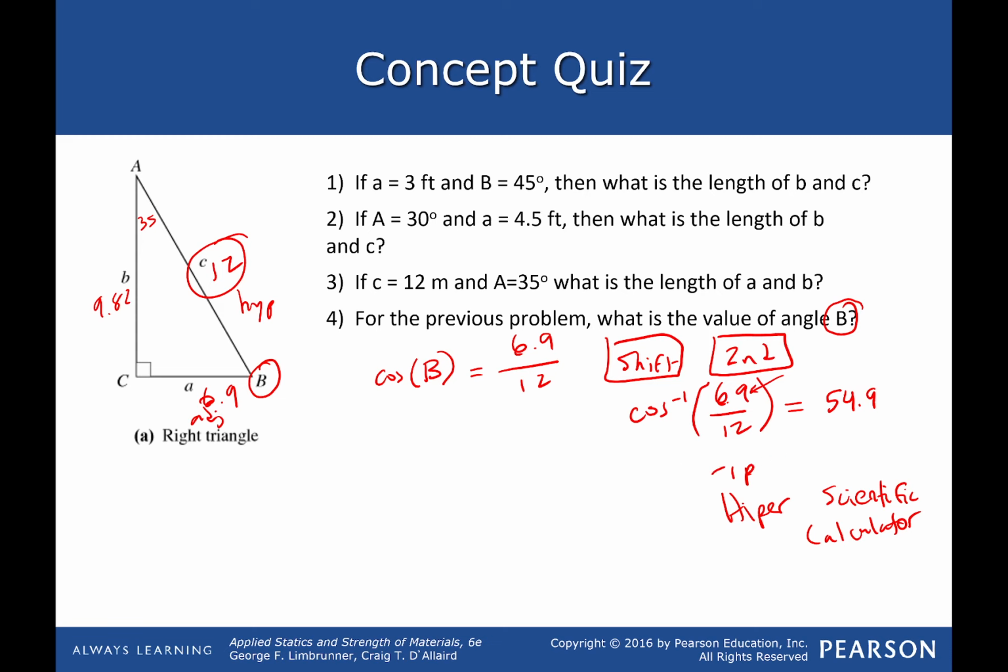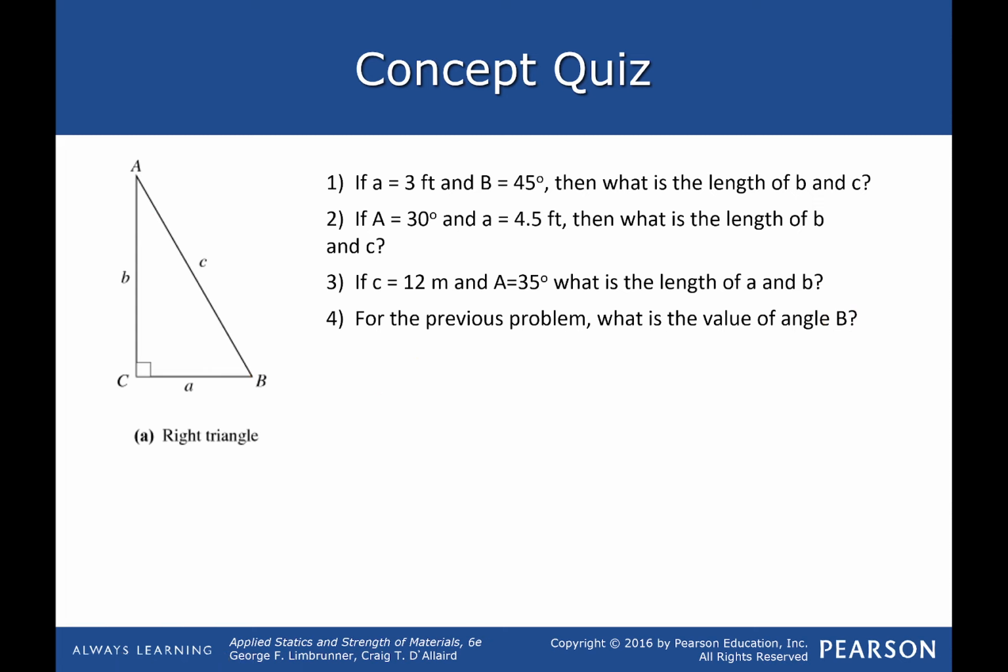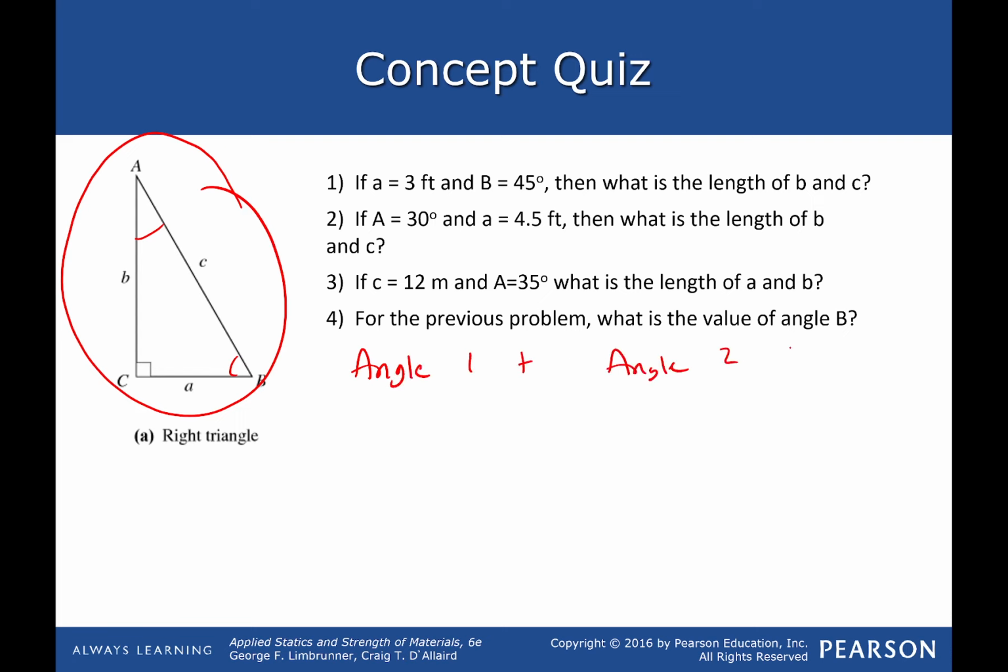Okay, so with that being done, we've finished out that problem. But I said I was going to show you a second way of solving that problem. I wanted to go ahead and do that now. For a triangle, if I add up all three angles, angle 1 plus angle 2 plus angle 3, that's always going to be equal to 180 degrees. That's for any type of triangle at all.